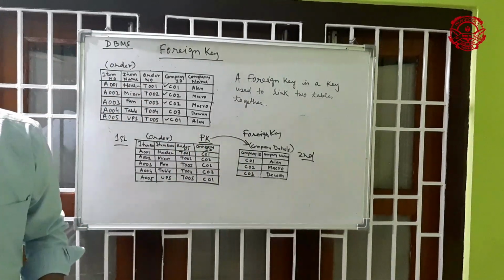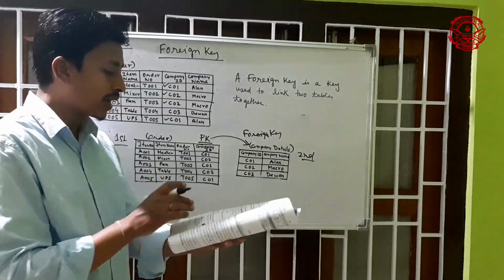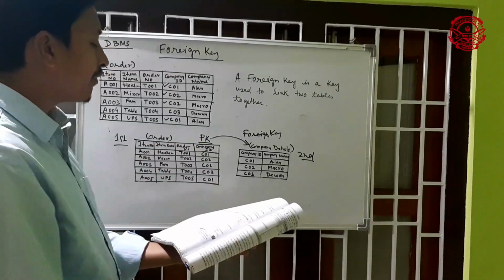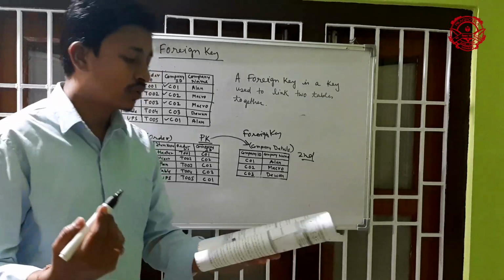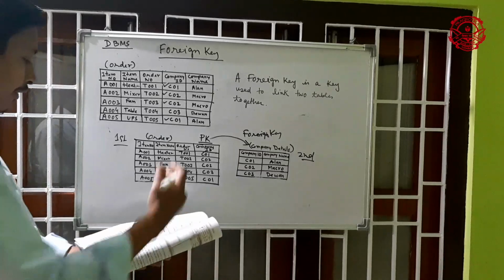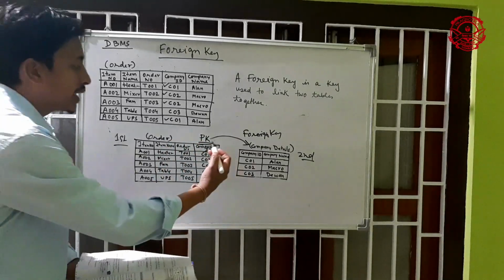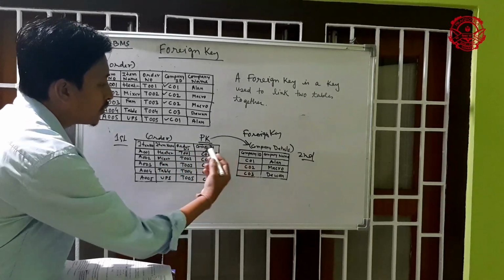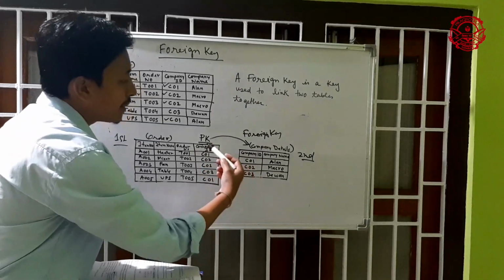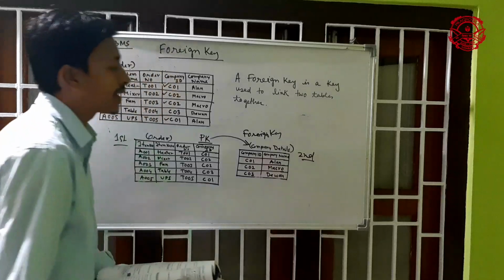Now in the book you can see a foreign key is a field or a group of fields that is used to establish a link between two different tables. You can create the link between these two tables with the help of this primary key; in the other table this key is called a foreign key.